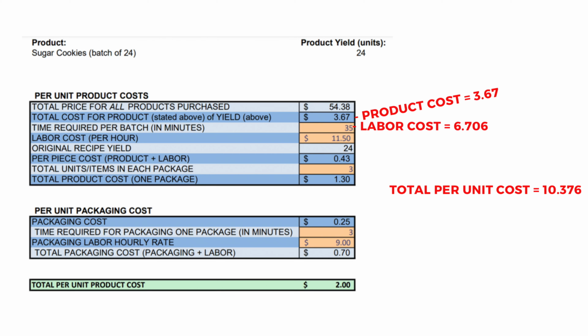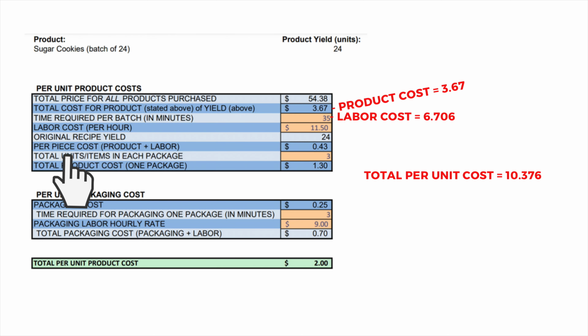All right. So let's put it all together now. We have the 6.706 in labor cost plus the product cost of 3.67. And that gives you a total of 10.376. Now, remember what it's asking again. It's asking per piece, per unit. Per piece, per unit. Now, if it was only one unit, this would be your answer.